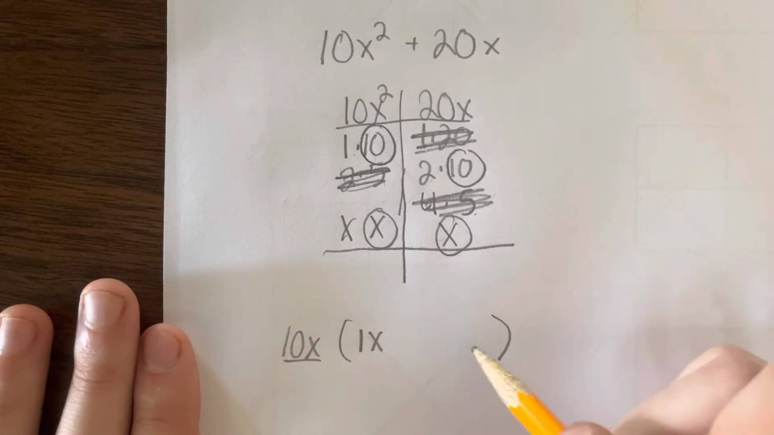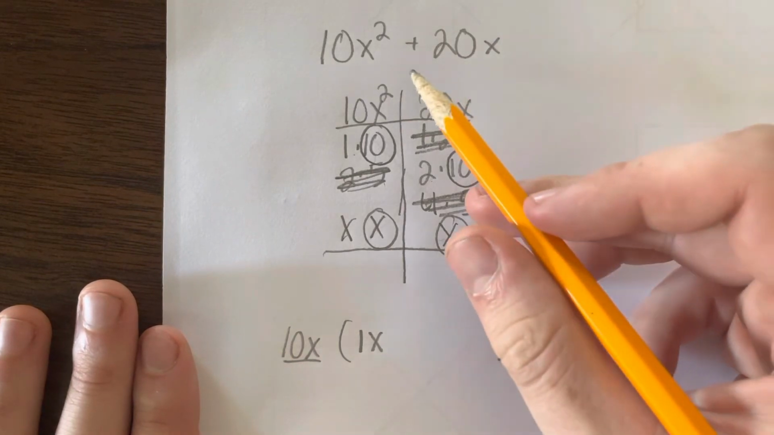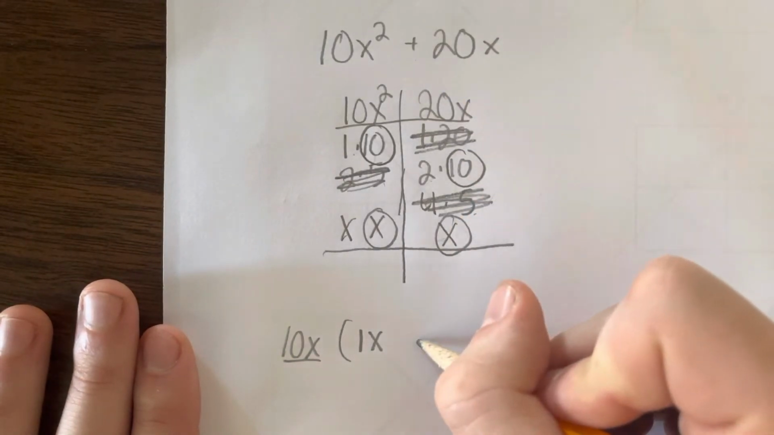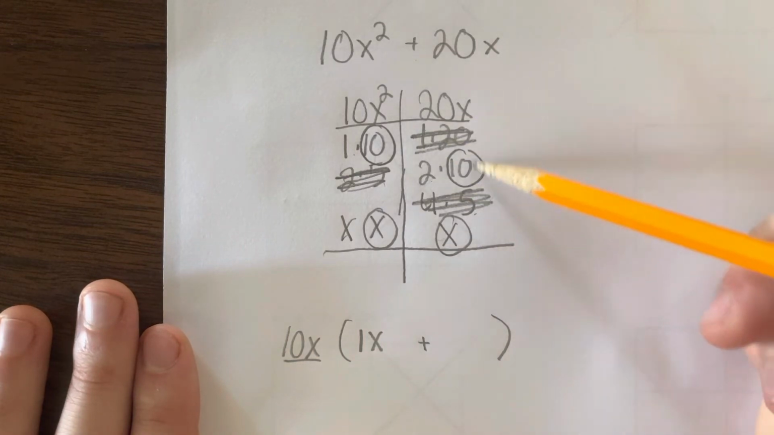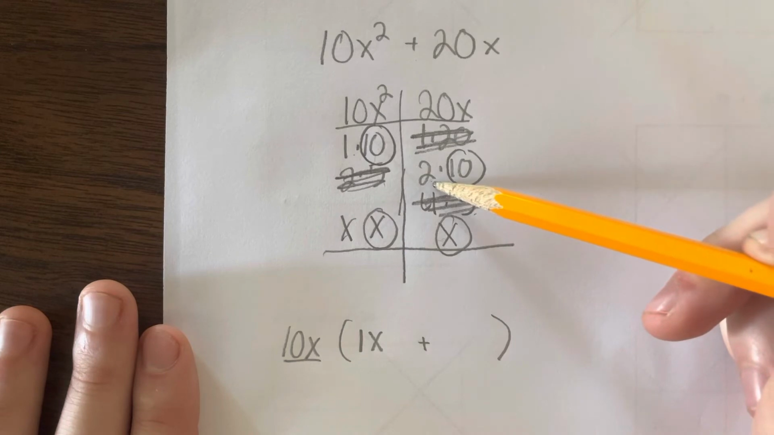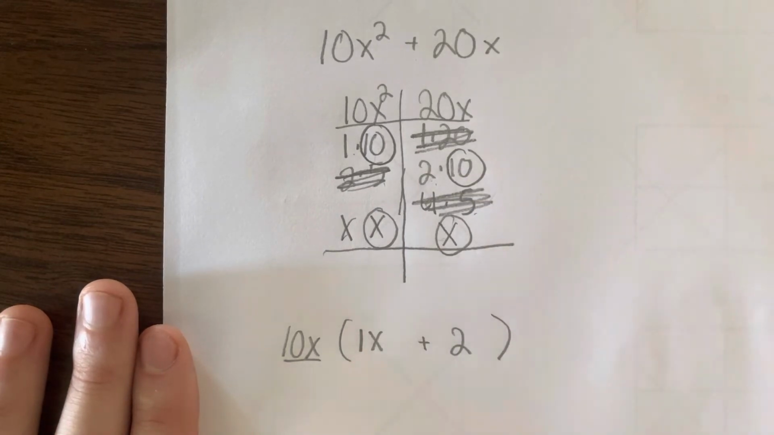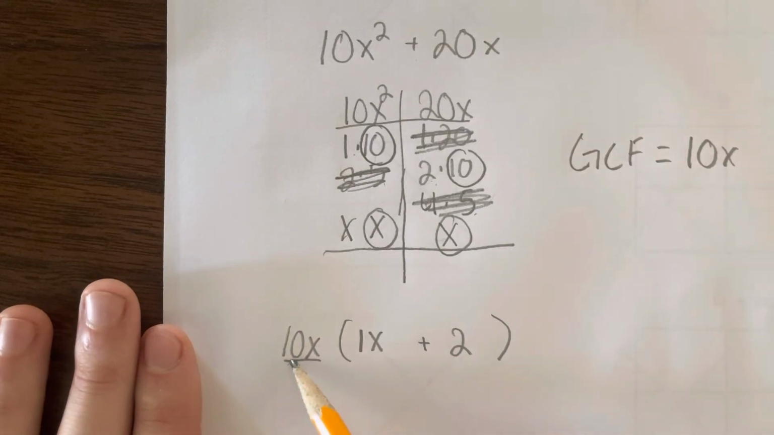Now, you're always going to have some sort of sign in here, either a plus sign or a minus sign. And if the original problem is a plus sign, it's going to be a plus sign. Now, what is left over here, the only thing that I haven't circled or crossed out is my 2. So I rewrite my 2. I have now found the greatest common factor. The GCF equals 10x. 10x is what's in common.